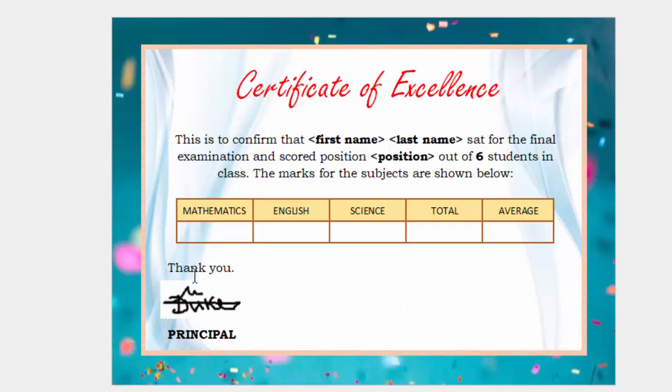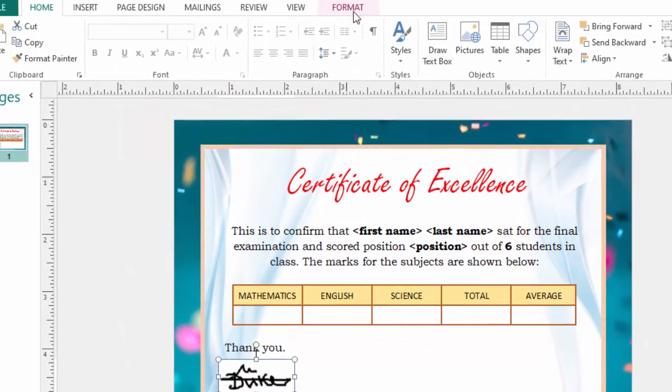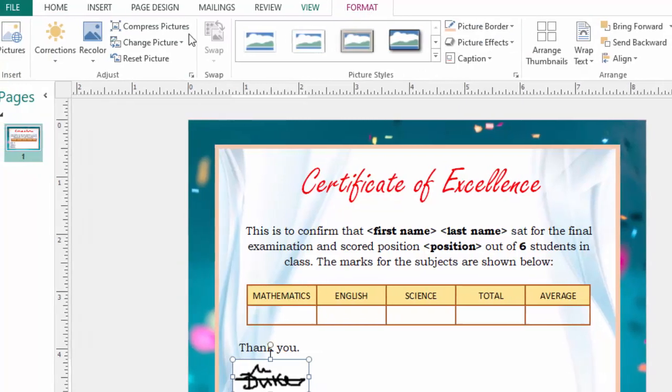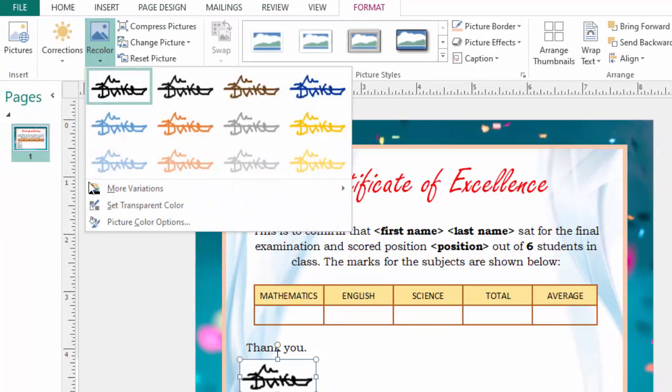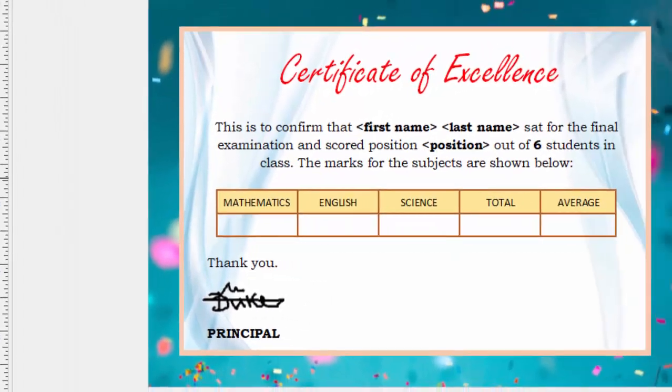Now this signature, you can see it has a white background. I want to remove that white background, so I will click it. Then when you see Format tab, click it. Under Recolor, look for Set Transparent Background. And with this pen-like tool, click the background of the image. Just like that, so as to make that background transparent.